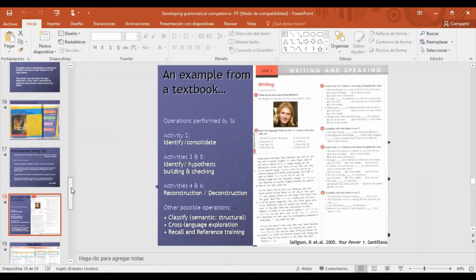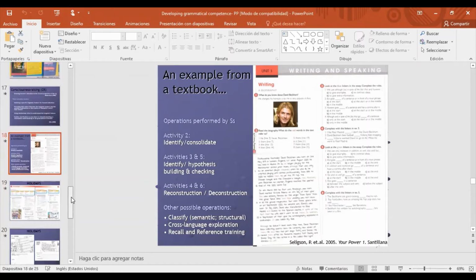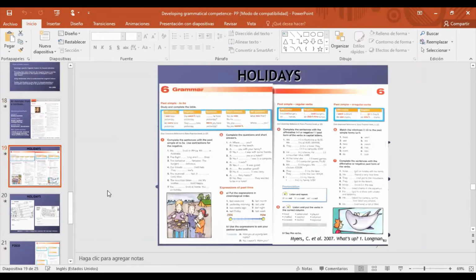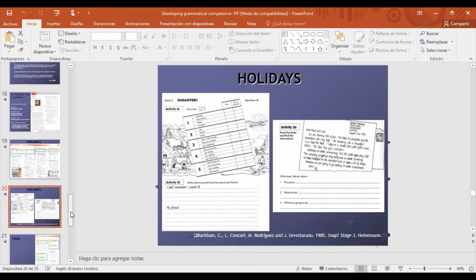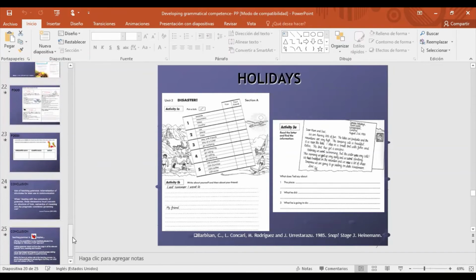Yes? Okay. Bueno, there are some more examples here. Holidays, in which there is a particular emphasis on the analysis of the form of the language. And then here you will also get some other examples of other types of activities which can be included within these consciousness-raising activity types. Is this more or less clear?